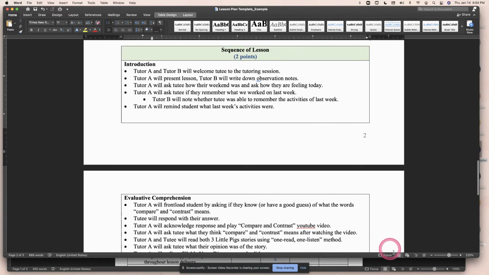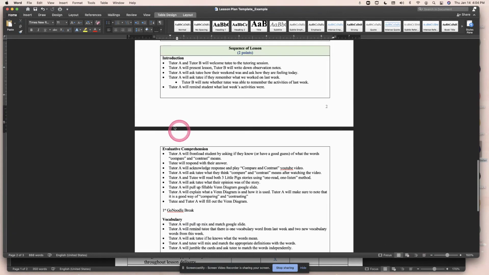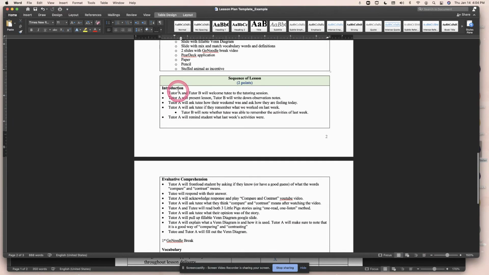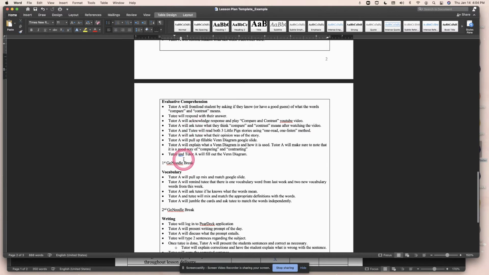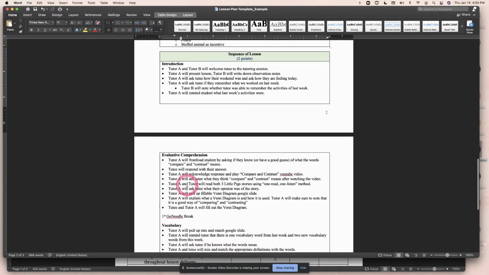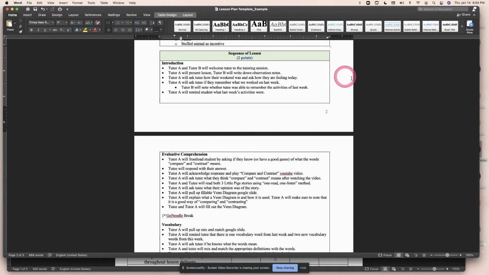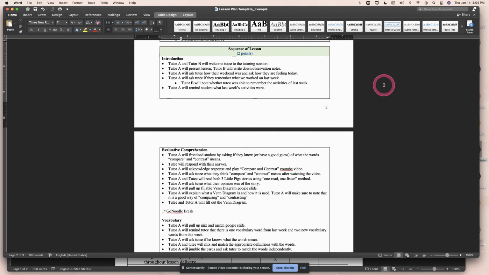If you go down to the sequence of lesson, let me zoom out a little bit so you guys can see how I broke it down. I have my introduction, my evaluative comprehension, because compare and contrast goes under the evaluative comprehension portion, my breaks, vocabulary, and writing. I wrote down step by step what needs to happen. The way that I think about it is, if a substitute were to come to my class and grab my lesson plan, could they follow my lesson in a way that they're not going to be confused or do something that I didn't ask for them to do? It's going to be very step-by-step, very detailed, so that anybody who grabs your lesson plan can know exactly what you're doing at which part.